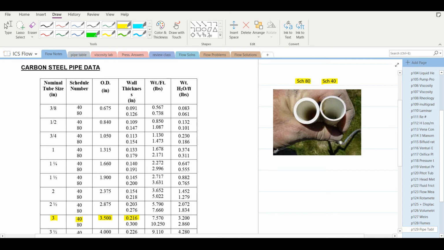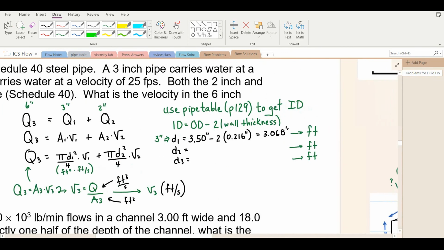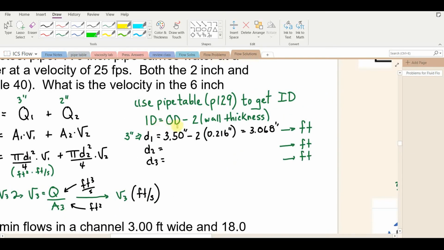Schedule 40 steel pipe. For a 3-inch pipe, that is the nominal size. That's what it's called or named as, but that's not the actual internal diameter. We have to calculate that. So from the table you can see that the outside diameter is the same for both Schedule 40 and Schedule 80, it's 3.5 inches. Then we have the wall thickness. In the case of Schedule 40, it's 0.216. So we'll have to subtract 2 wall thicknesses from the outside diameter to get the inside diameter. So the ID is equal to the OD minus 2 wall thicknesses.